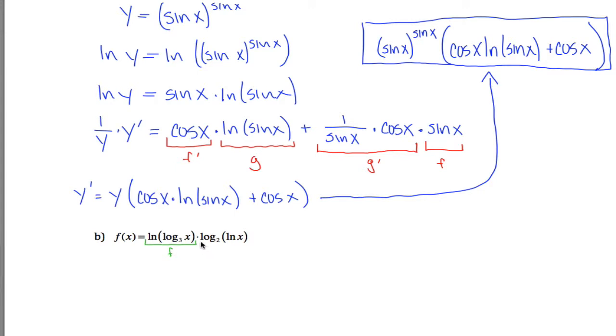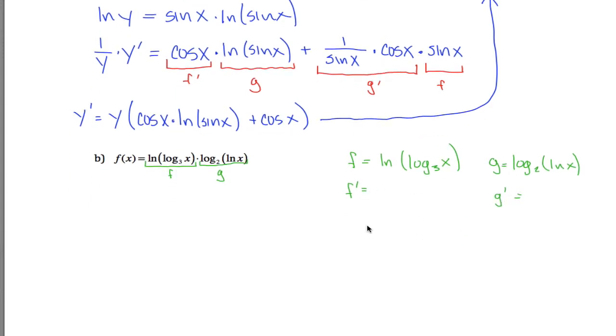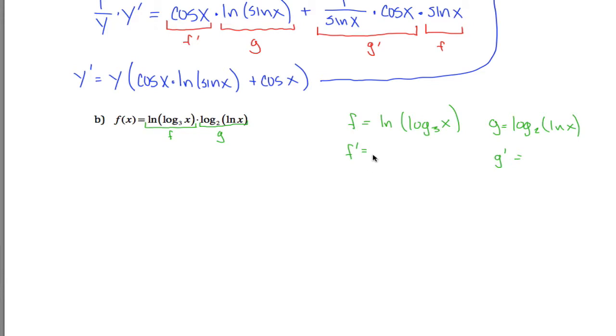The notation we've been using in our classes, we'll call that something f times something else. Call that g and apply the product rule. So f is the natural log of log base 3 of x, and g is log base 2 of the natural log of x. If I could just figure out f prime and g prime, I would be done. That's the good news. Bad news is those aren't too easy to figure out. We got to use the chain rule.